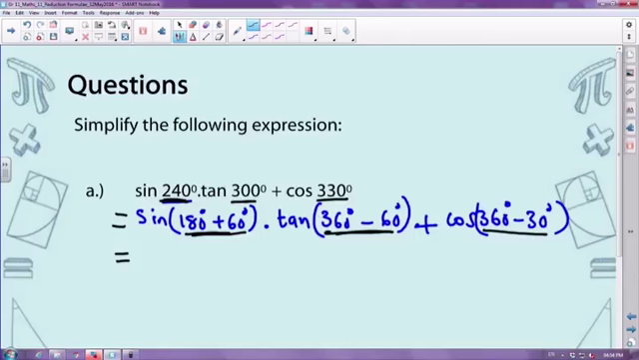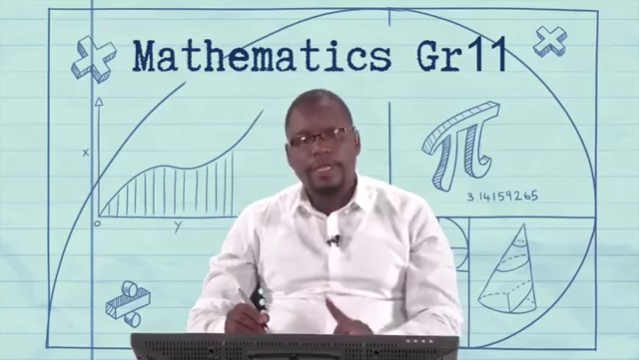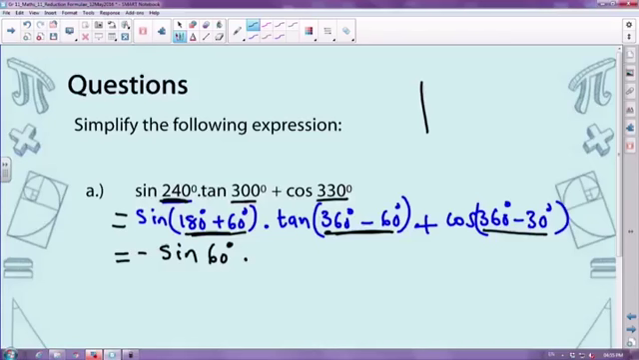Okay. Now, you've got 180 degrees plus 60. Which quadrant is that? That is the third quadrant. How is sine in the third quadrant? It is negative. So you get negative sine of 60 multiplied by tan of 360 minus, okay? 360 minus which quadrant? That is the fourth quadrant. How is tan in the fourth quadrant?